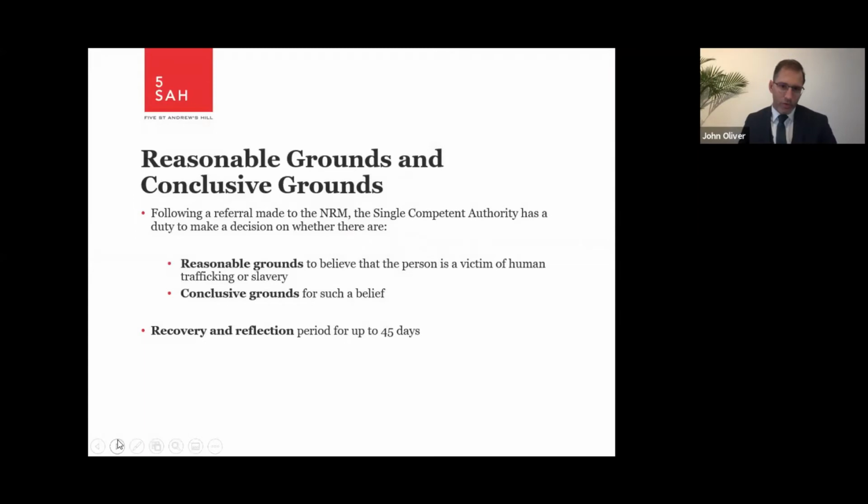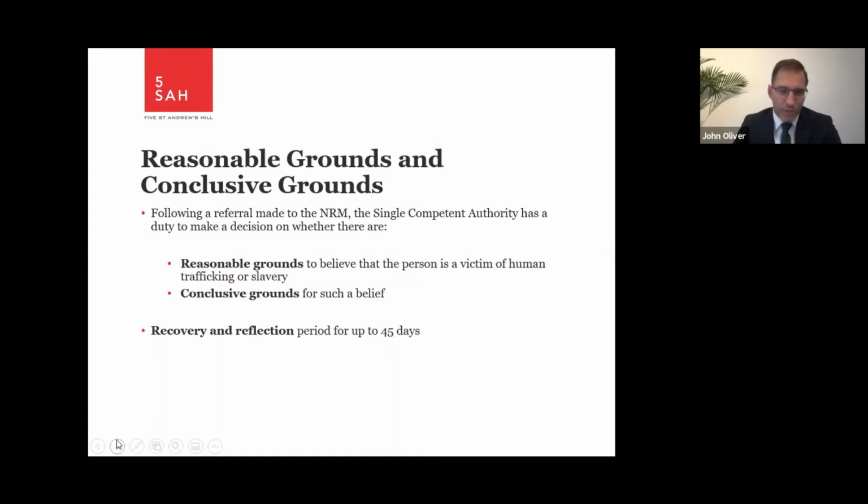Once you've made the referral to the NRM or one of the organisations that Sarah's identified makes the referral, it's for the single competent authority to make a decision on, and as you can see on the slide, whether there are reasonable grounds to believe that the person is a victim of trafficking or slavery. And if they find that there are, they move on to consider whether there are conclusive grounds for that belief, and I'll expand on that in a moment.